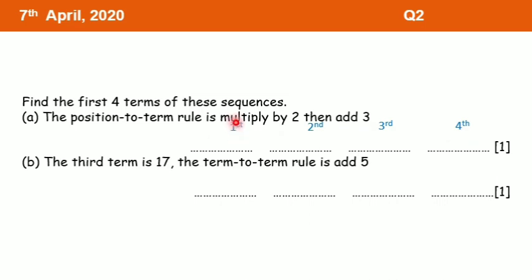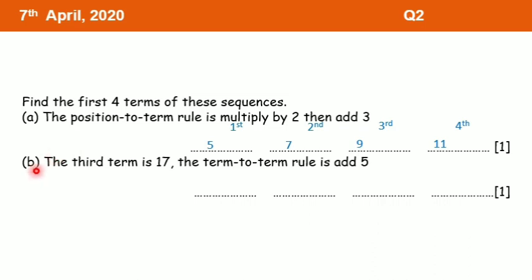First we have number 1 in here, so it means we are going to multiply 1 by 2 and then add 3. It will be 5. And then for the second, 2 multiplied by 2 add 3 will be 7. For the third we do the same, 3 times 2 add 3 will be 9. And for the fourth one, 4 times 2 add 3 will be 11.